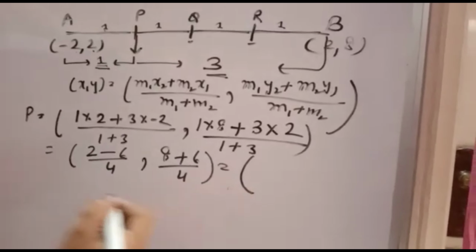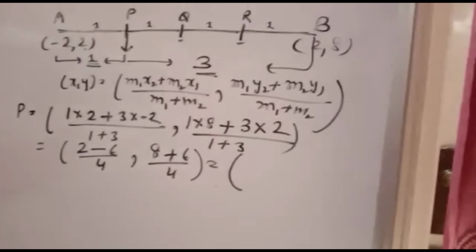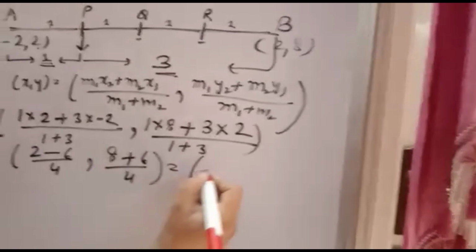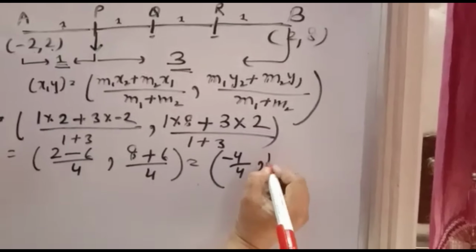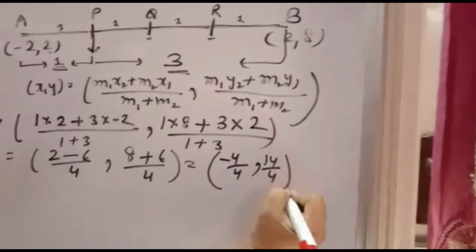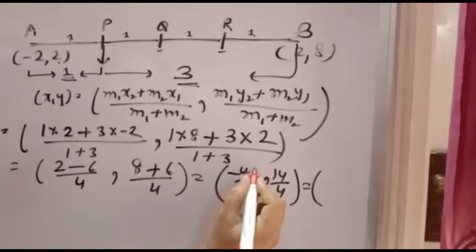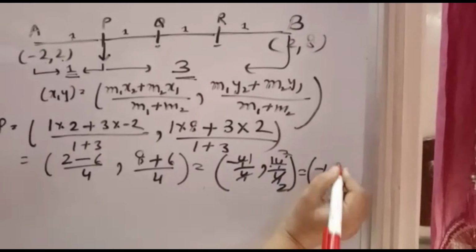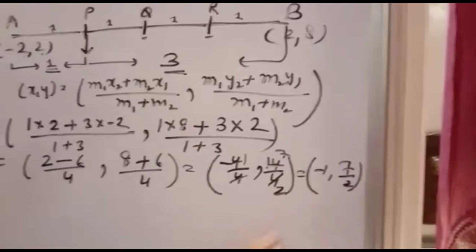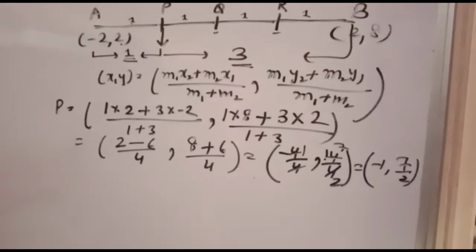Now 2 minus 6, what will come? You will get -4, -4 over 4, and 8 plus 6 is 14, 14 over 4. Now you will simplify it, you will get -1 here and 7 by 2 here. So the coordinate of point P will be (-1, 7/2).